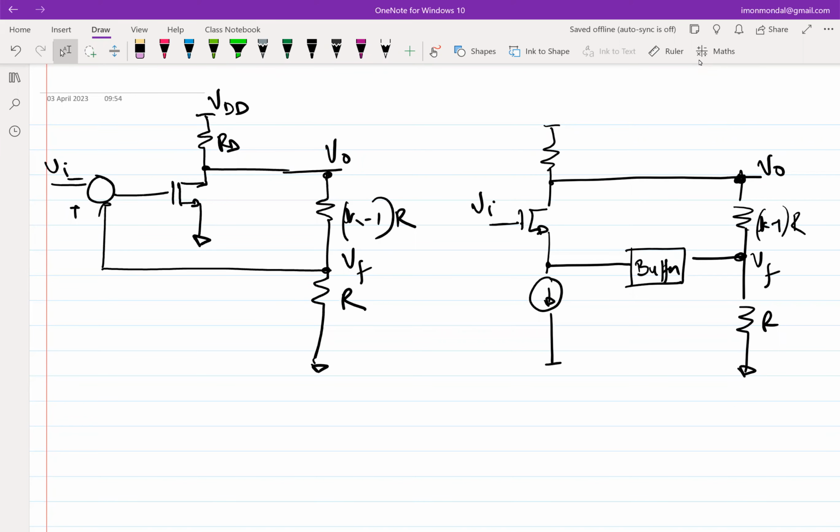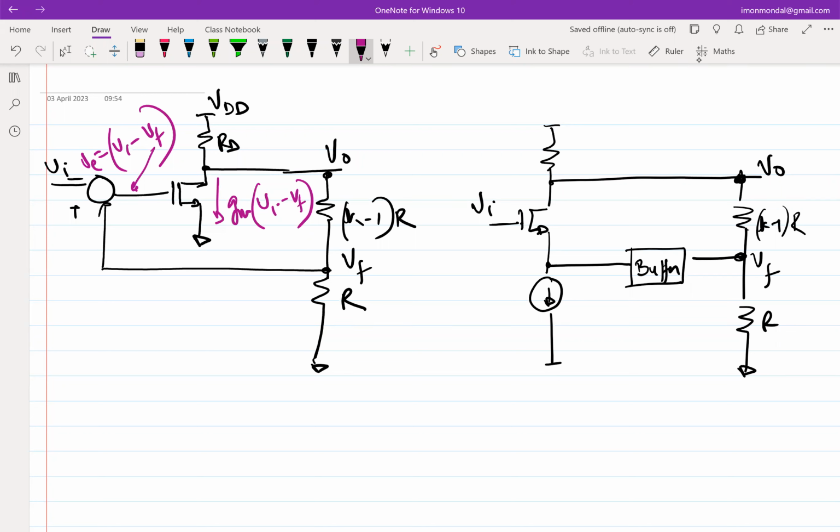Then we said that, hey, we have to replace that summer with something that we already know. How did we approach it? We approached it from the fact that this voltage here has to be Vi minus Vf, where Vf is the feedback voltage, and this is the error voltage. And this is going to the input of a transistor. And in the small signal sense, the transistor current is kind of proportional to this Vi minus Vf.